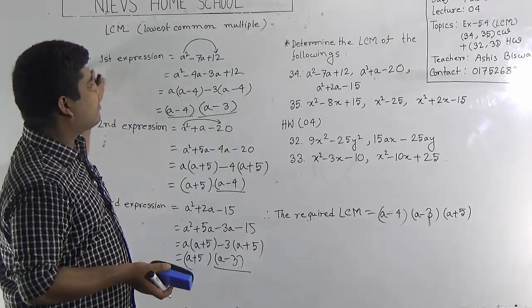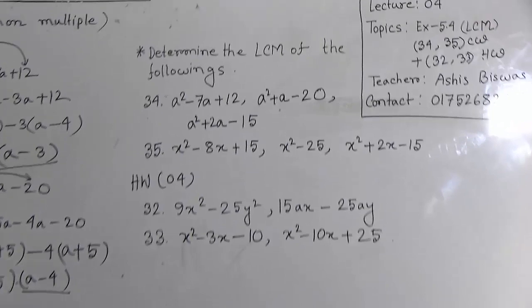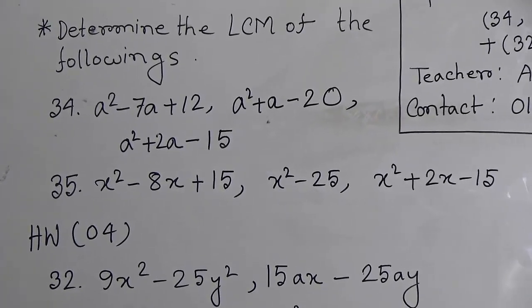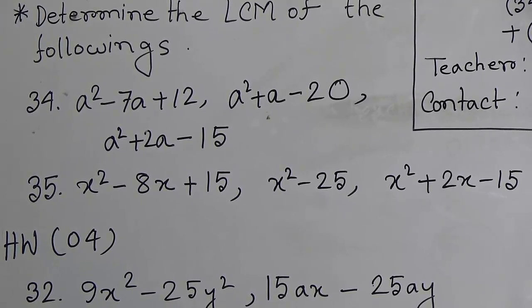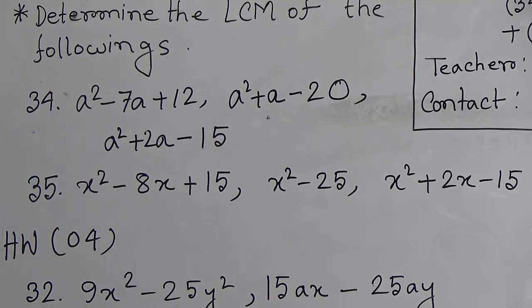Okay, our question number 34 is done. Now we shall solve 35. So now I erase question number 34. Question number 35: first of all, we write the first expression. Here the first expression is x square minus 8x plus 15.